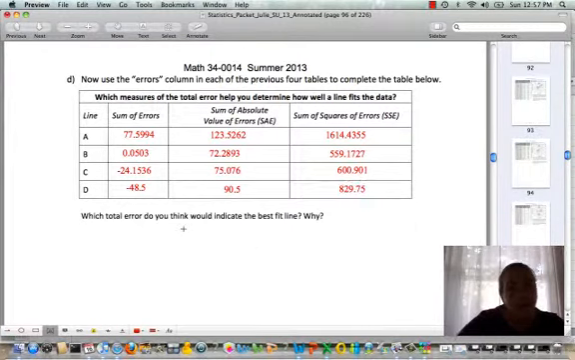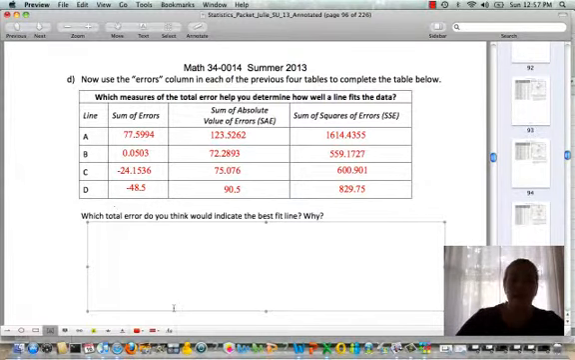Okay, now if we go ahead and look at the different ways to calculate best fit in terms of error, we want to look for the line that has the least error. So for the sum of errors, line B has the least error. And then if we look at the sum of the absolute value of errors, the SAE, also line B has the least error there.